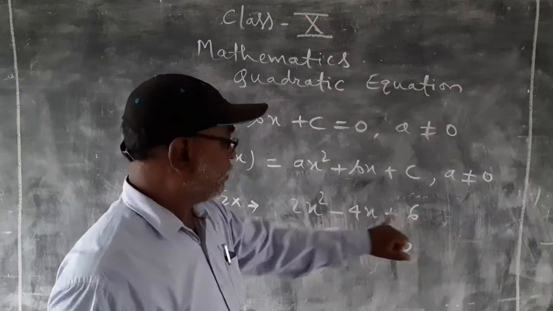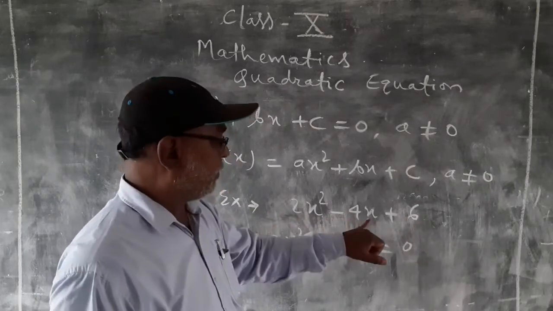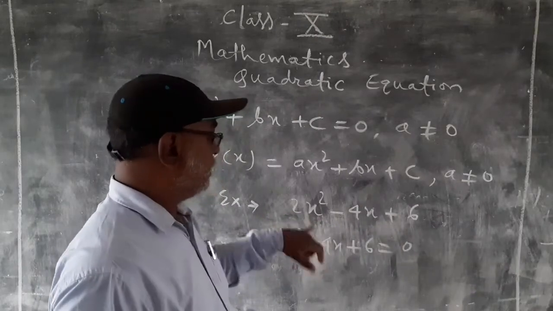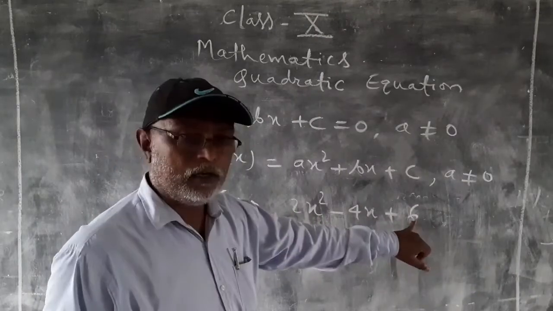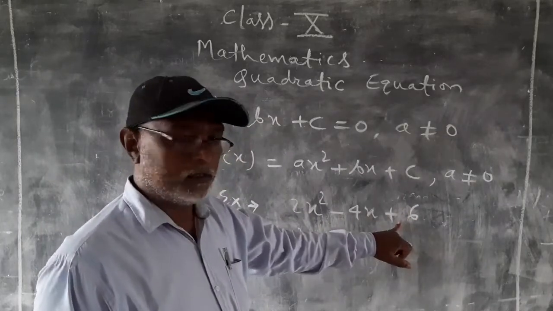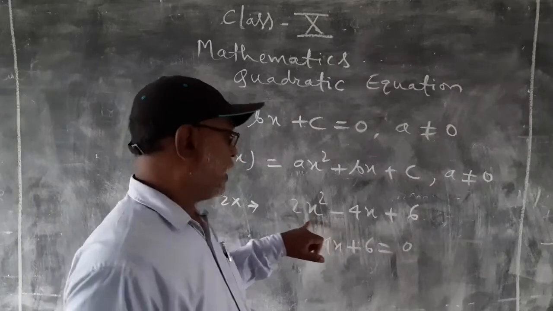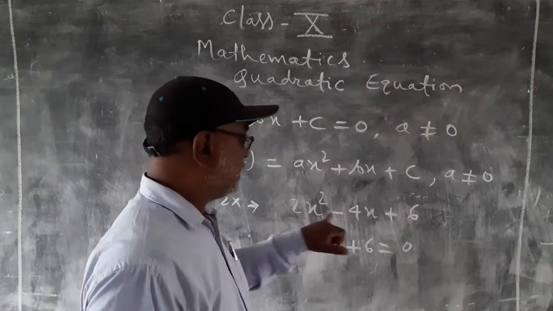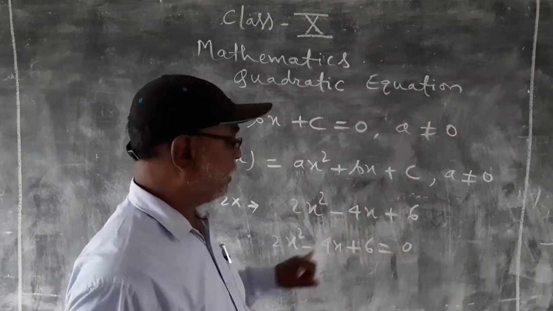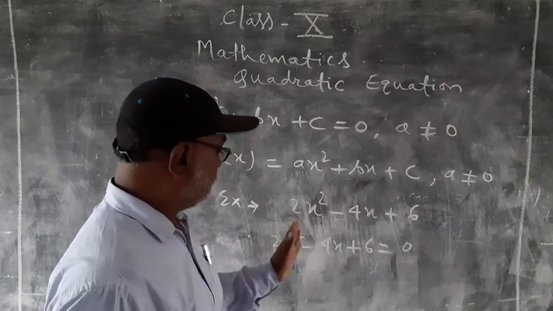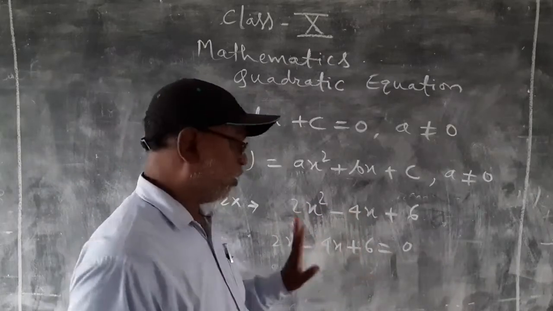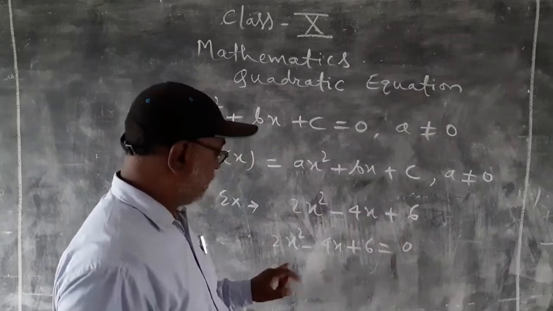Now, in this case, you see this one, 2x square minus 4x plus 6, is a polynomial. It is a trinomial because there are 3 terms. It is a quadratic polynomial because its degree is 2, and it is an integer polynomial also because its coefficients are integers.